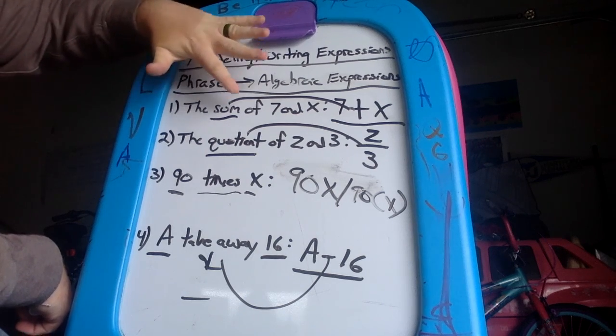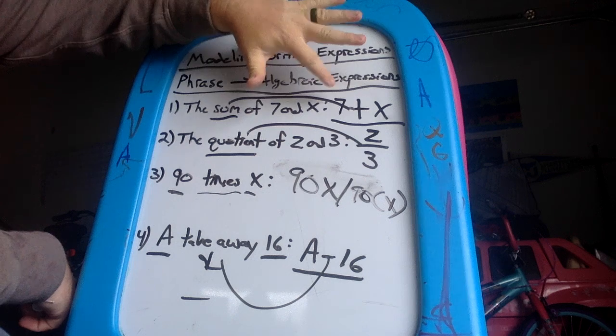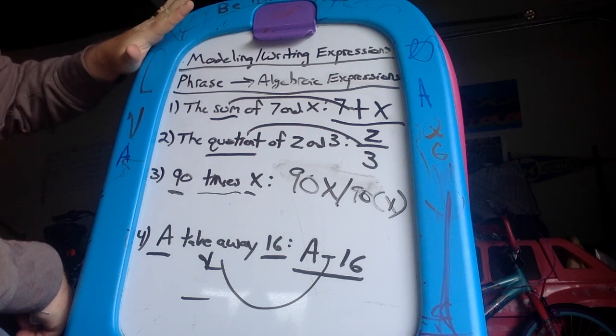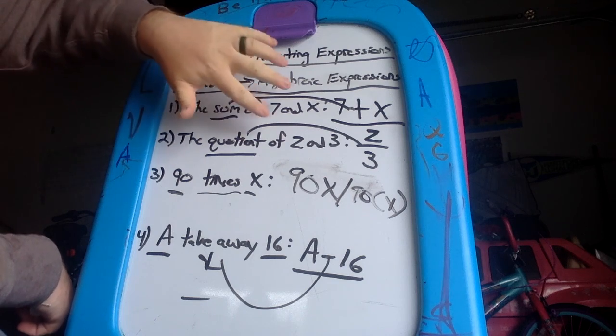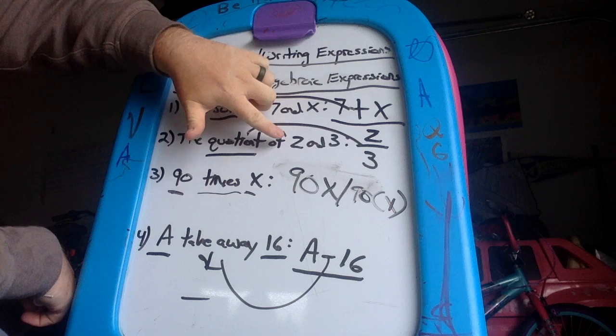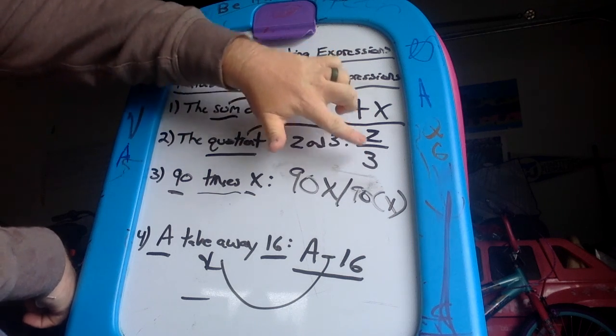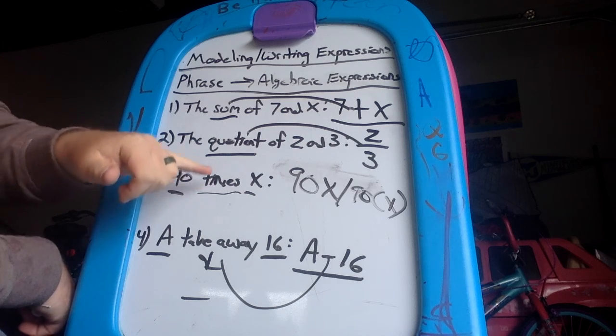So the sum of 7 and x. And again, I'm thinking about the key words. So 7 plus x. That's my algebraic expression. Next part, number 2, the quotient of z and 3. Quotient means divide. So we're starting left to right and z comes first. So we're going to have z divided by 3. Okay? Number 3, we just went over, it was 90 times x.